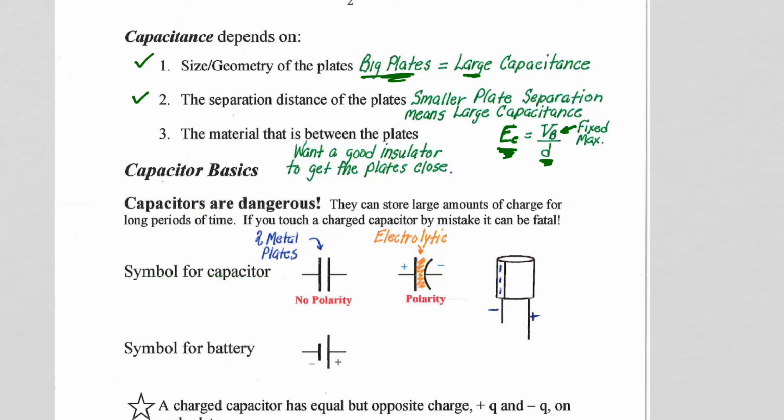Now, because we want the separation to be small, the material between the plates is important because you want a good insulator to hold off what we'll see is electrical breakdown, kind of lightning striking between the two plates, burning through that dielectric. That will ultimately fry the capacitor, ruin the capacitor. So you want a good insulator that doesn't allow that to happen, that holds the voltage off between the top and the bottom plates.